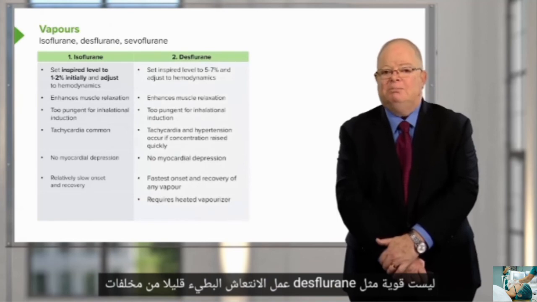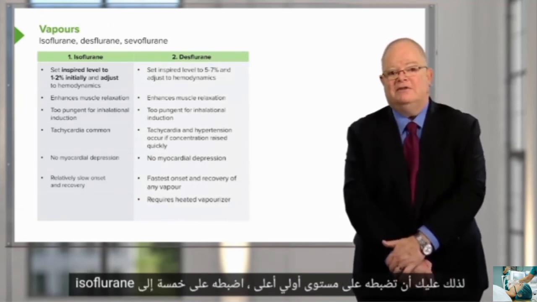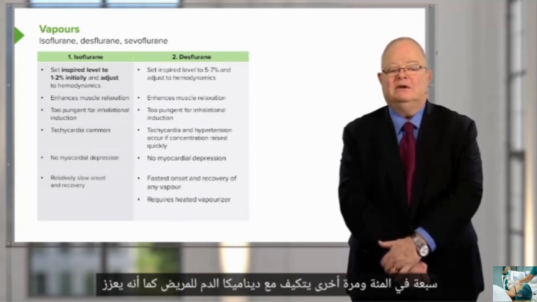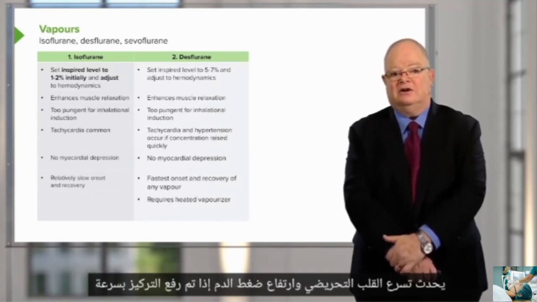Desflurane is not as potent as isoflurane, so you have to set it at a higher initial level, 5 to 7%, and again, adjust to the patient's hemodynamics. It also enhances muscle relaxation, as all the vapors do. It also is too pungent for inhalation induction.